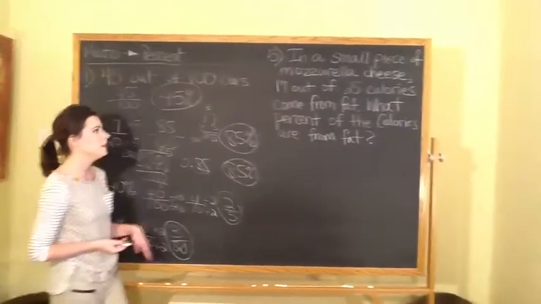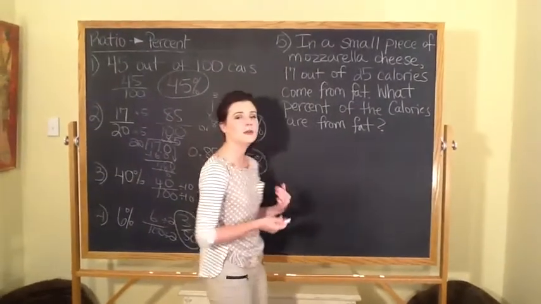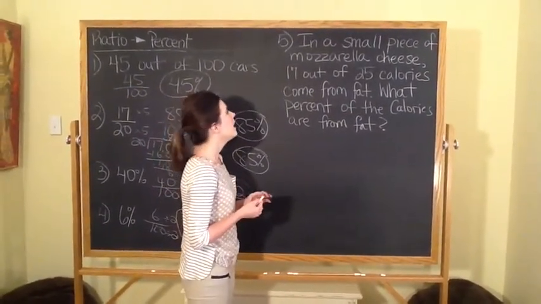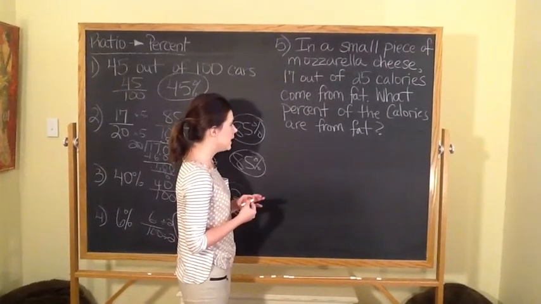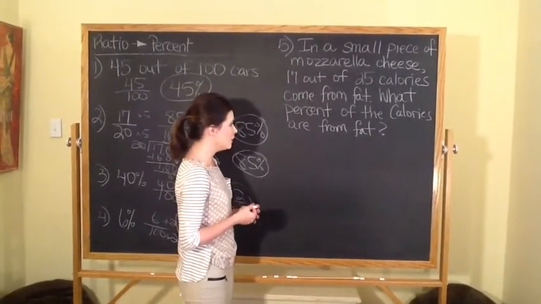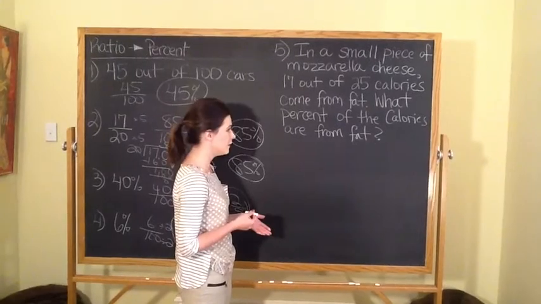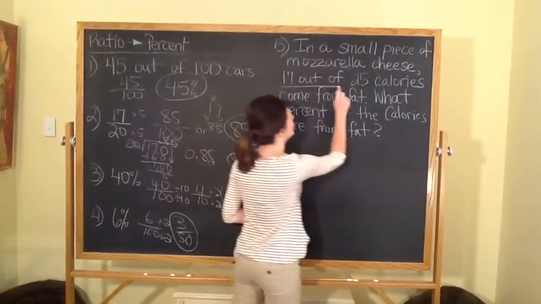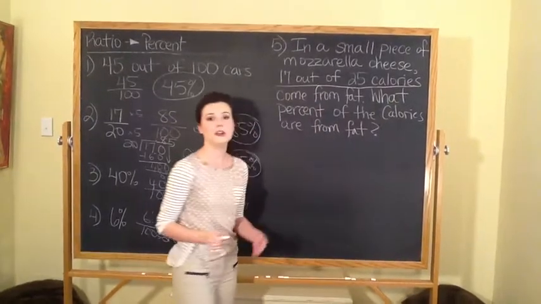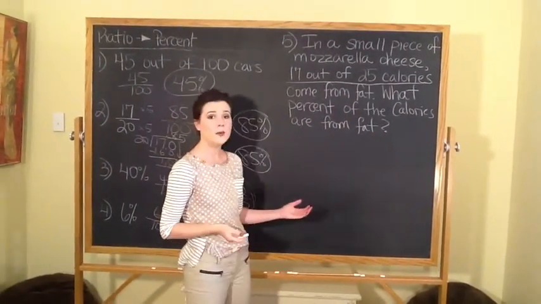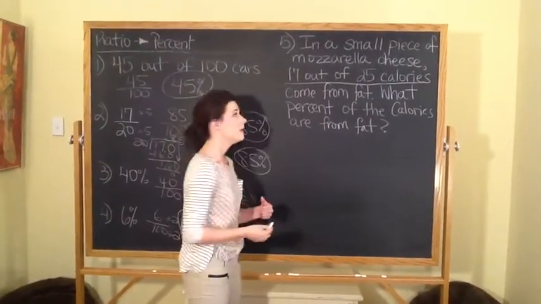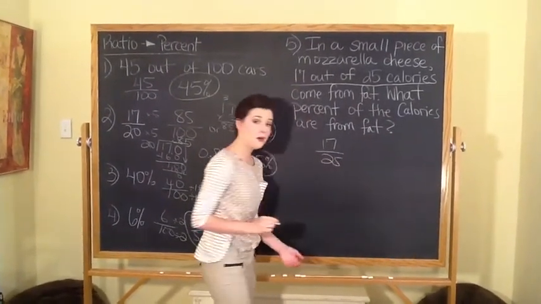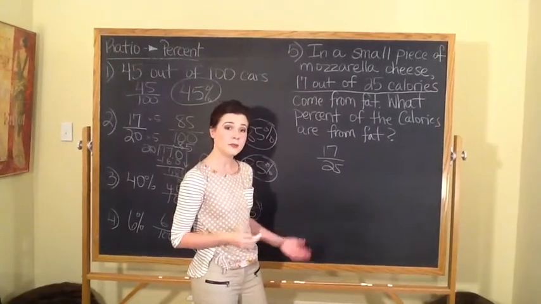All right, let's go ahead and look at a little word problem and see if we can figure out what to do. It says, in a small piece of mozzarella cheese, 17 out of 25 calories come from fat. What percent of the calories are from fat? So basically, they gave us 17 out of 25 calories. So that will show us the number in ratio form. So we'll have 17 out of 25. So now what we're going to do is put it in percent form.